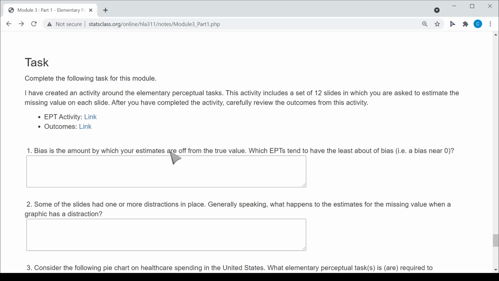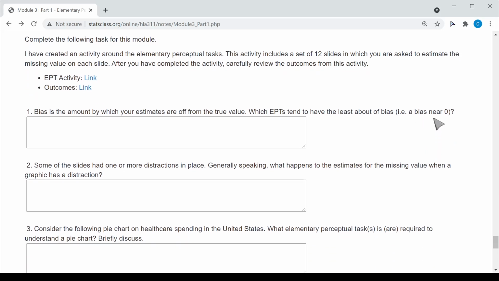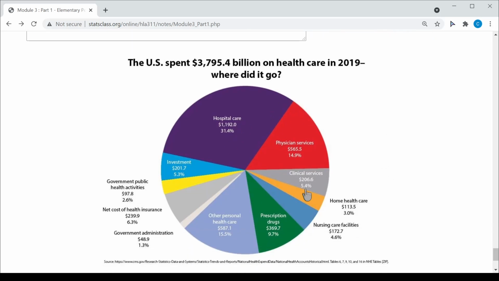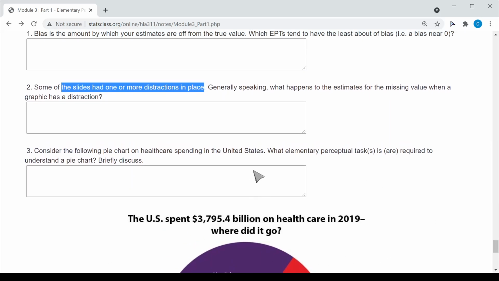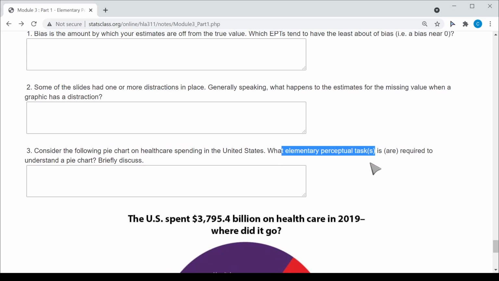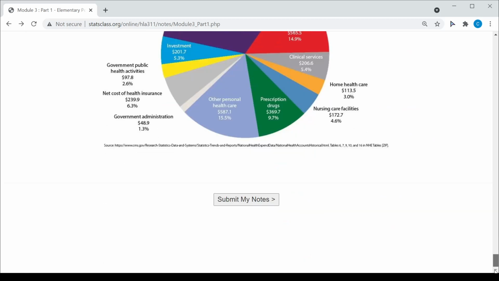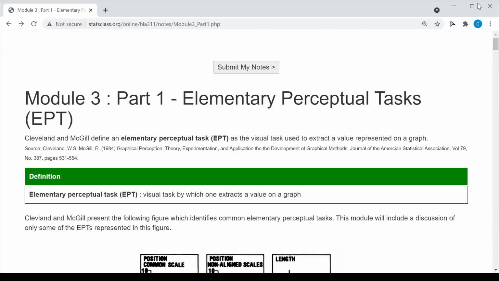I want you to talk about the amount of bias and which EPTs tend to have the least. Bias near 0 will be the least. Some of the slides have distractions in place, so take a look at, generally speaking, what happens to the bias when I have those distractions in place. And then finally, question number 3 is to try to interpret this pie chart and talk about what EPTs are being used when I try to understand what's going on with this pie chart. Just answer those 3 questions and make sure to submit those, because you'll get credit for submitting them.